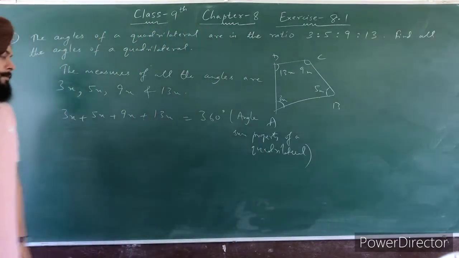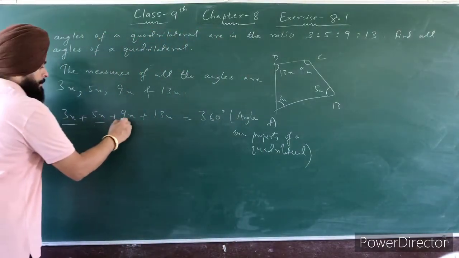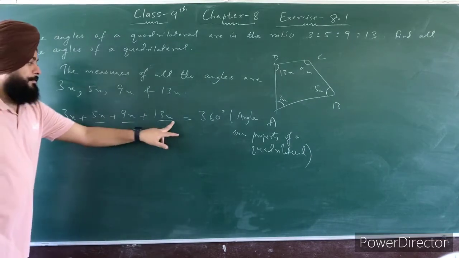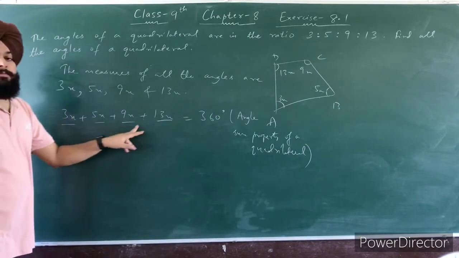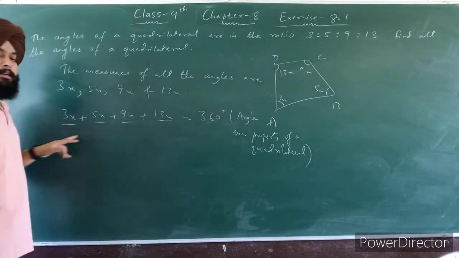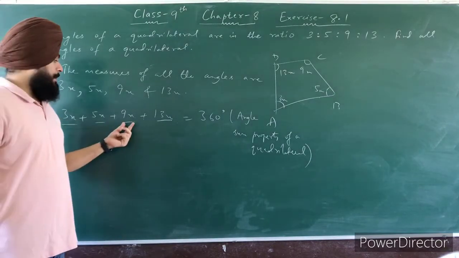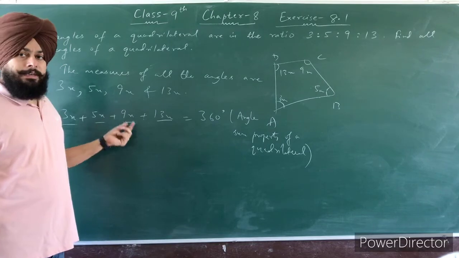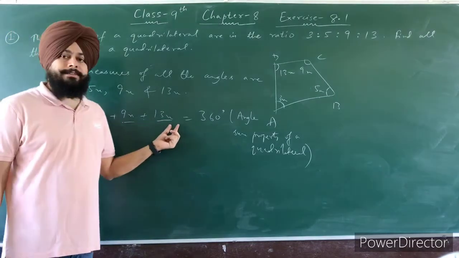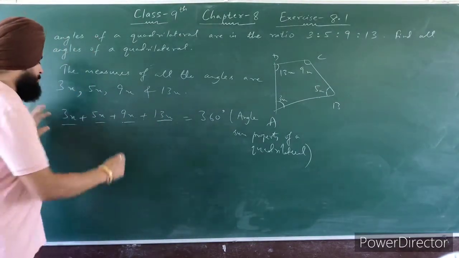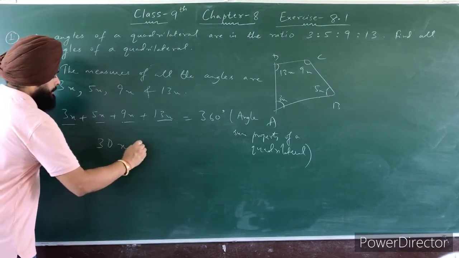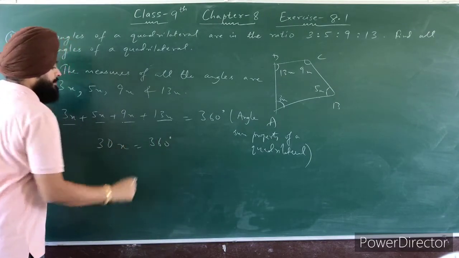Alright, now you see here there are 4 terms and the variable is the same in all of these. It means they are like terms. So you have to add them: 3x plus 5x is 8x, plus 9x, how much? 17x. 17x plus 13x is 30x. So it is 30x equal to 360 degrees.